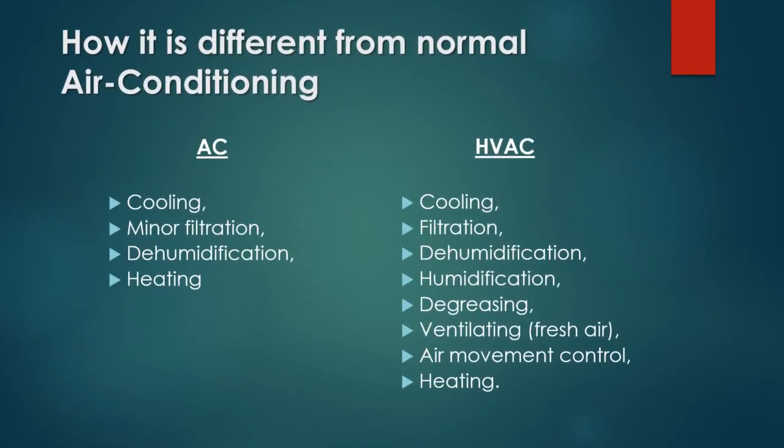Let's see how HVAC is different from the typical air conditioning we use at our homes. Normal air conditioning can only provide cooling, filtration, dehumidification, and heating sometimes. Whereas an HVAC system can make air humidified as per season, degrease the air, improve the oxygen levels by ventilation, and maintain a proper level of air pressure in the space also.